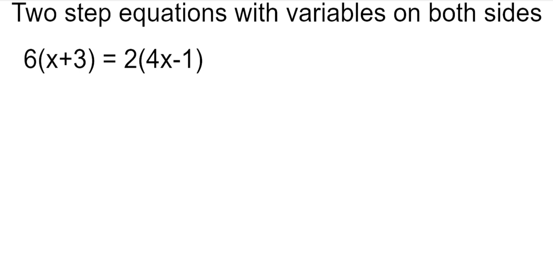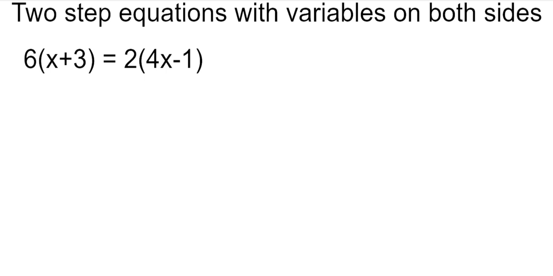Welcome back. Today we're doing two-step equations with variables on both sides. Now, these particular problems that we are working with today, we will need to use the distributive property to solve them, because this says 6 times an unknown number plus 3 is going to be equal to, or the same amount as, 2 times 4 times an unknown number plus or minus 1, excuse me.